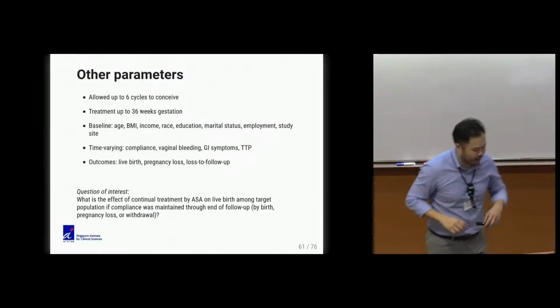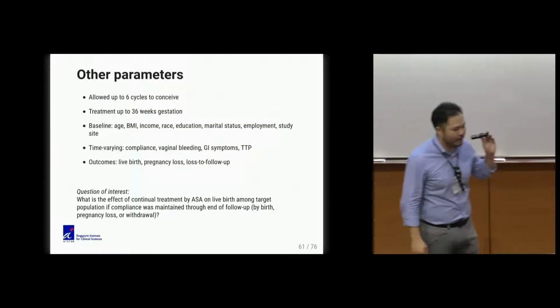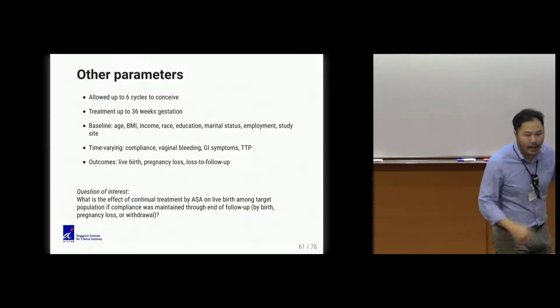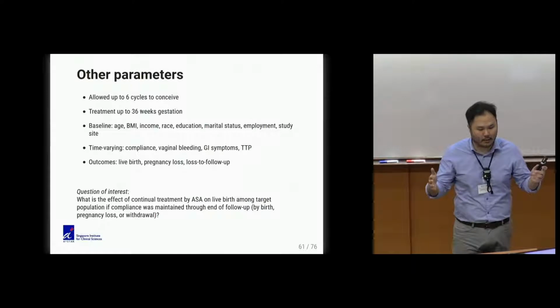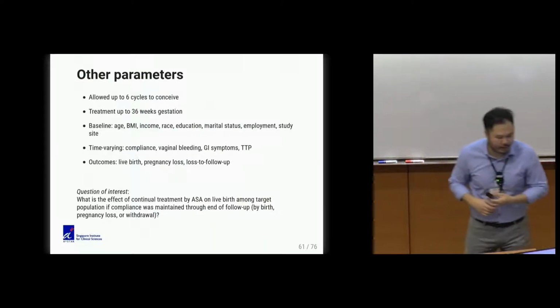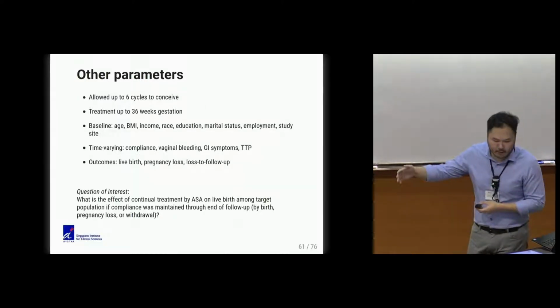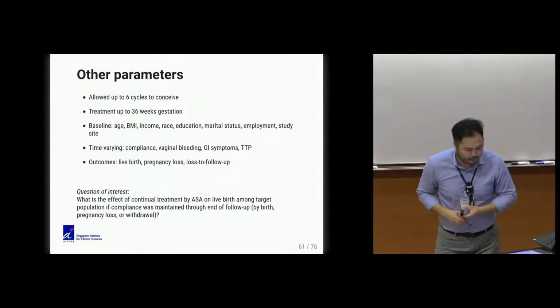Other things that happened in the study was once they were enrolled in the study, they were allowed up to 6 cycles to conceive. And if they weren't able to within the 6 months, they were lost to follow-up from the study. And then the treatment was asked to be continued through 36 weeks of gestation.